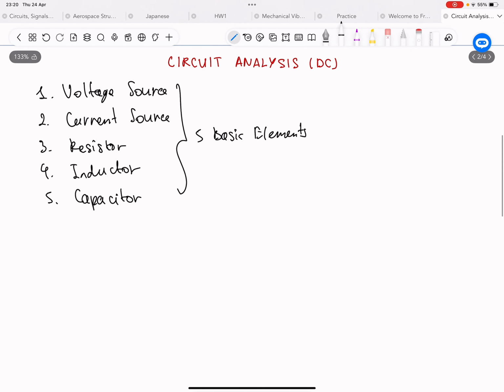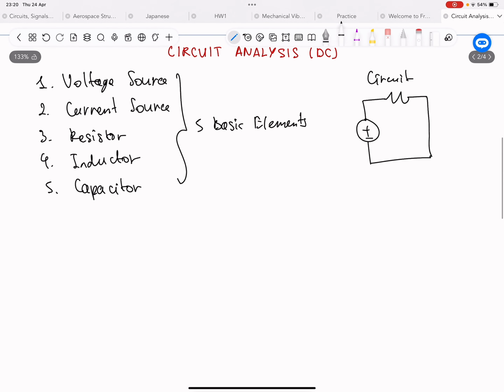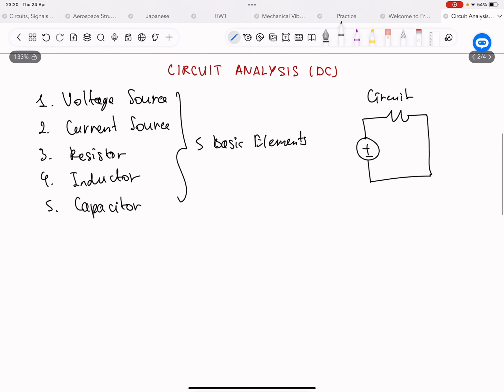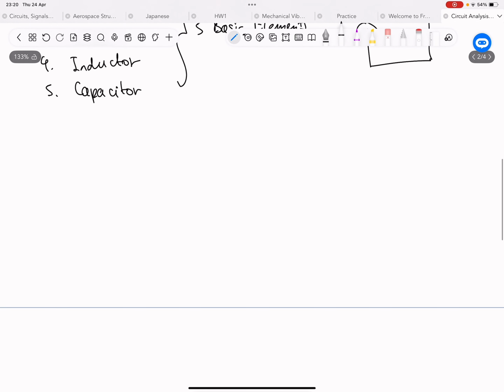Let me draw a simple circuit as a representative. Here's a voltage source, a resistor, and let's close this. So this is basically a simple circuit. Now let me talk about voltage and current sources in detail.